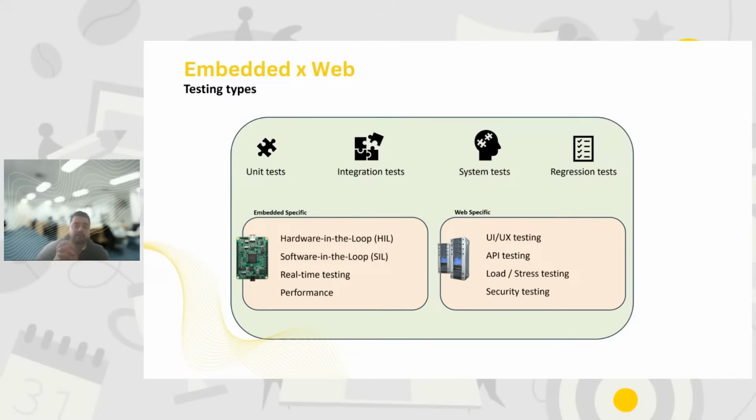Software in the loop, it's more about the software itself. We are testing the software. We have the software running in some virtualized environment or something like that. Real-time testing and performance. And for web, we have UX, API, load and stress testing, and security testing. So also the most famous that we know.